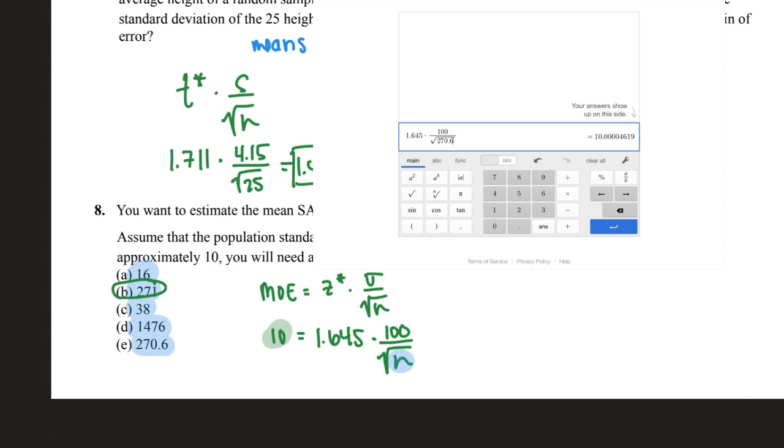The other thing we need to realize is your sample size should always be a whole number. So in that case, it cannot be E, so that means it would have to be B. So again, when we plug that one back in, 271, it gives me a margin of error of just under 10, which is what we want. We don't want to be over our margin of error. We want to be as close as possible without going over.